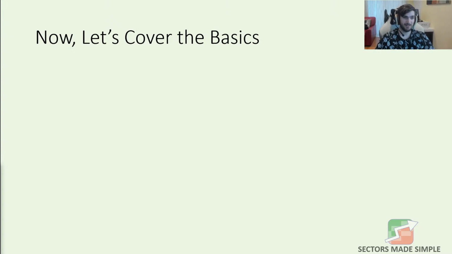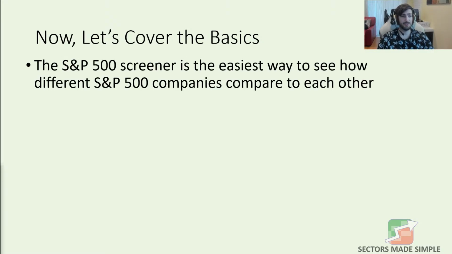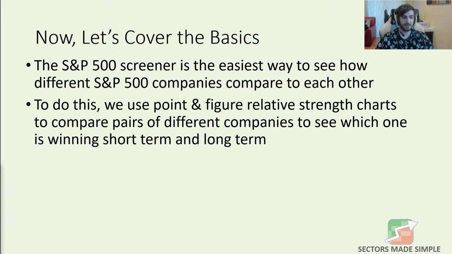So now, let's cover the basics of what the screener is. The S&P 500 screener, in my opinion, and hopefully in yours as well, is the easiest way to compare the S&P 500 companies against each other. To do this, we utilize a type of chart called point and figure. If you are unfamiliar with point and figure, don't worry. If you want to learn more about point and figure, we have a free Back to Basics course on our website, learn.sectorsmadesimple.com, that teaches that subject in a lot of detail. The link will be down in the resources if you're watching this recorded.